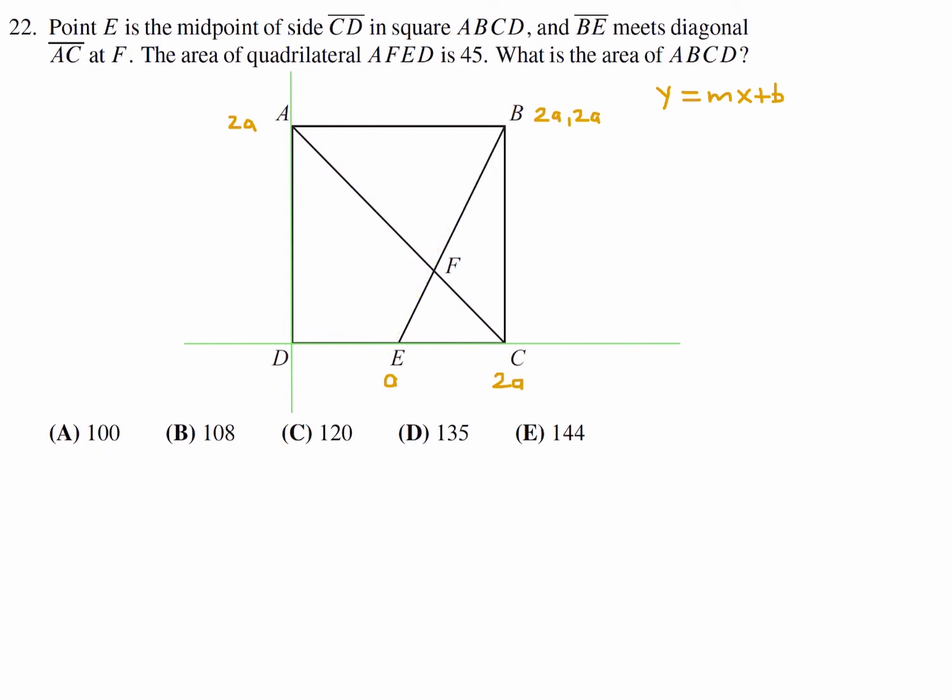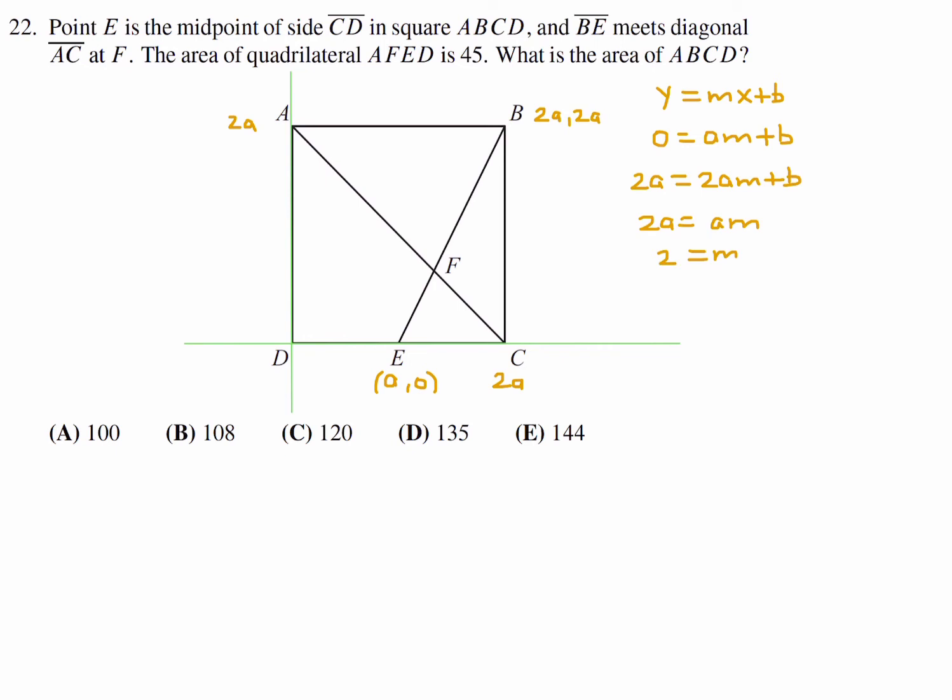So substitute in 2 points. First substitute in (A, 0). And when you do, you get 0 is equal to AM plus B. And then substitute in (2A, 2A), and we get 2A is equal to 2AM plus B. Subtract both equations, and that gives me AM is equal to 2A, and therefore M is equal to 2.